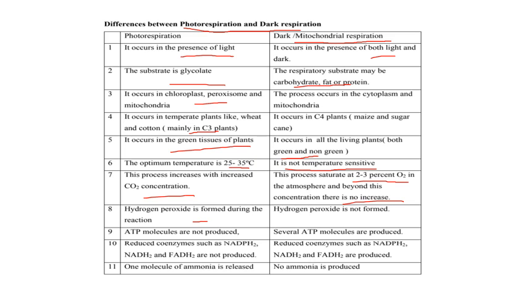Hydrogen peroxide is formed during photorespiration. In dark respiration, hydrogen peroxide is not formed. In photorespiration, ATP molecules are not produced. In dark respiration, several ATP molecules are produced. Reduced coenzymes such as NADPH2, NADH2, and FADH2 are not produced in photorespiration. Such coenzymes are produced in dark respiration. In photorespiration, one molecule of ammonia is released; in dark respiration, no ammonia is produced.